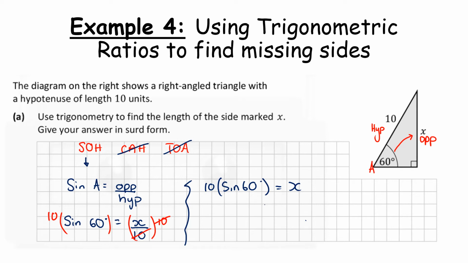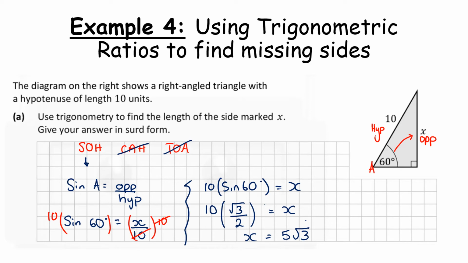So you can put that straight into the calculator, or you can instead go straight to sine of 60. Again, bear in mind that they want this in surd form. When this comes out of your calculator in surd form, it's root 3 over 2, and that equals X. And our final answer then, when we simplify that, is 5 root 3. So the calculator will do all that.